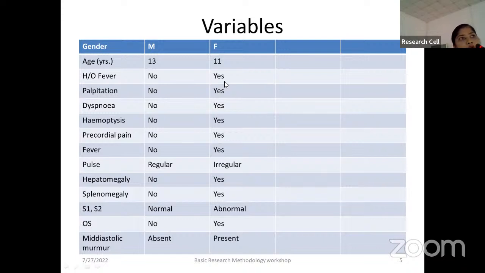We can move on and on, and this spreadsheet can just be continued, which will give us a huge amount of information. Finally we can work it out statistically and come to a more correct conclusion: are these findings relevant to rheumatic mitral stenosis, or do they vary? Does it change? Isn't it? So like this we can plan or select the variables and the scales of measure.